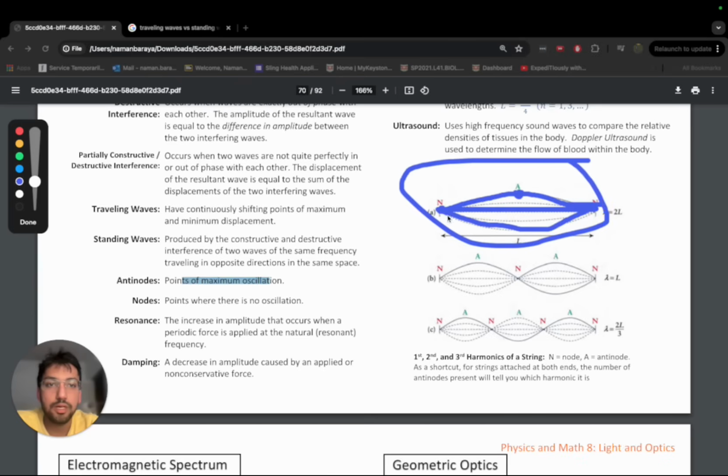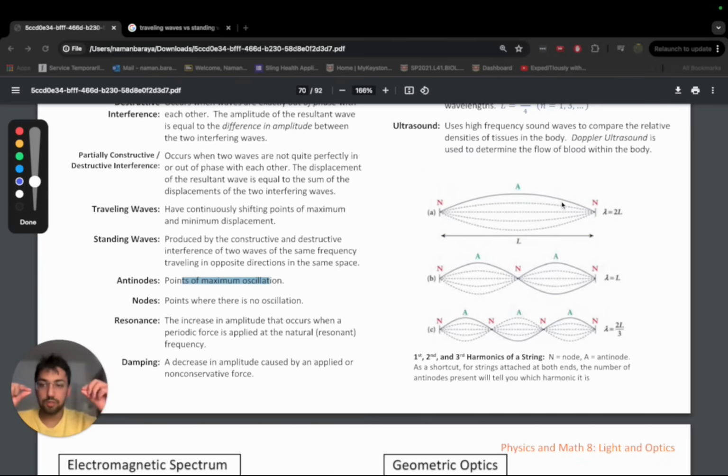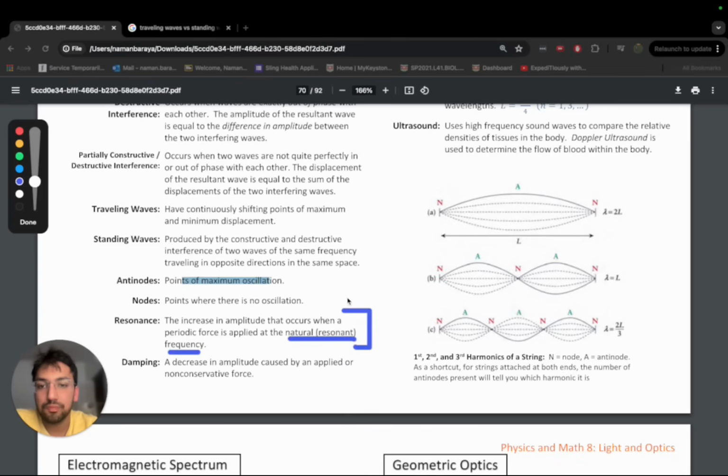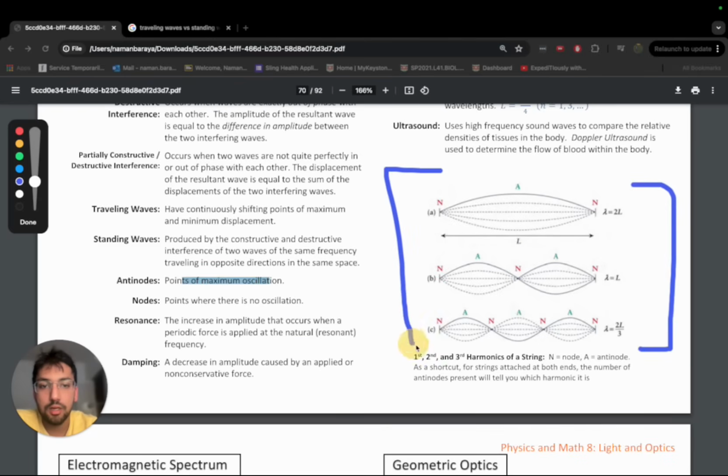So you can see no matter how it's going, like if we take two parts of a string and we move it up and down, no matter what, this place is always changing its amplitude, and these things are not changing. So that's what node and antinode means. Then we have resonance. Resonance is the increase in amplitude that occurs when a periodic force is applied at a natural resonant frequency. And we're going to go more into resonance in a little bit. But yeah, just understand like resonance is kind of related to what we'll look at over here.